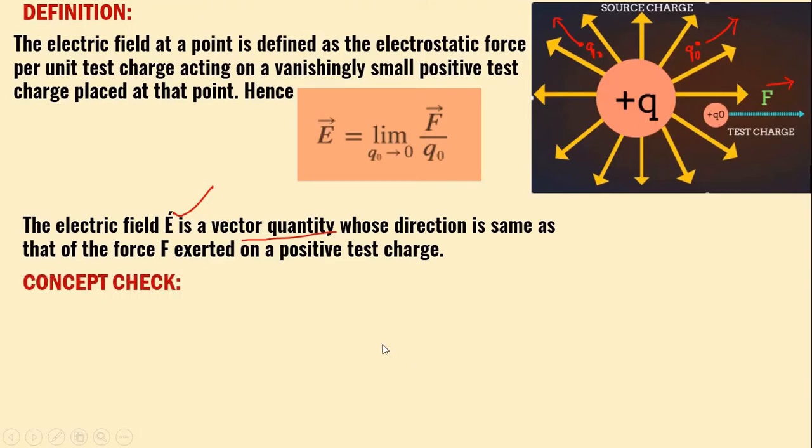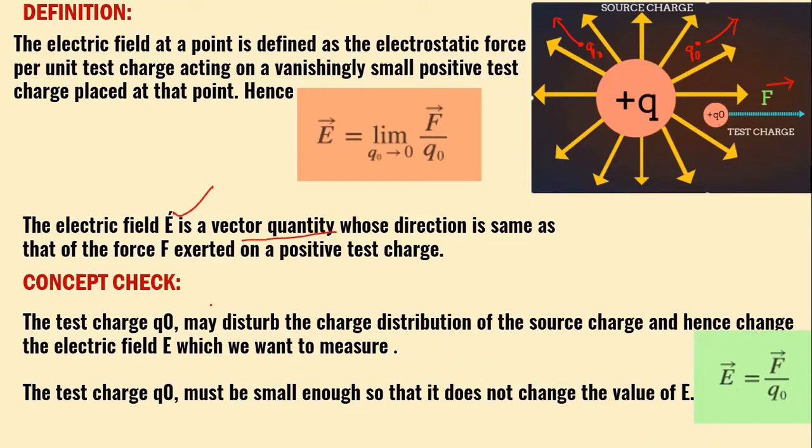Now, there is one concept check. What does it have to say for us? The test charge Q naught may disturb the charge distribution of the source charge, and hence it may change the electric field which we want to measure. If we take Q naught to be of a measurable quantity, that means a certain big amount, 1 coulomb, 2 coulombs or certain microcoulombs, its presence can affect the field lines of the source charge, which we do not want.